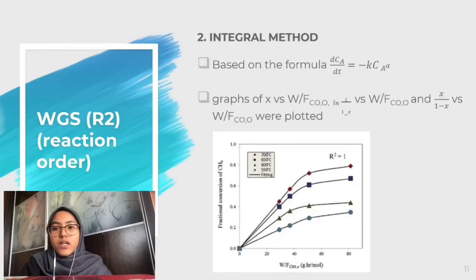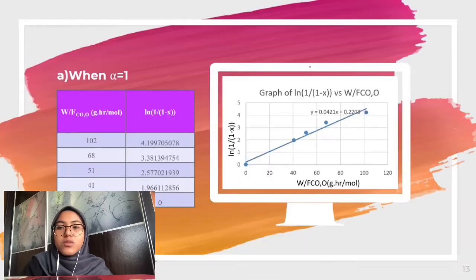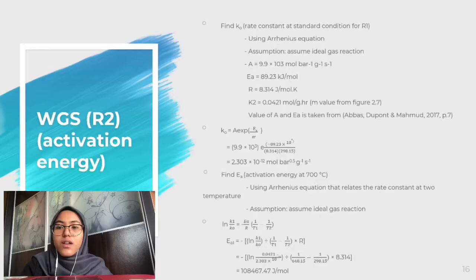For WGS, we didn't find any article that mentions the reaction order, so we are going to prove it only by using the integral method. The same steps are used. We plot for alpha equal to 0, alpha equal to 1 and alpha equal to 2. The most linear graph that we get is alpha equal to 1. You can see it in our final report. For activation energy, the calculation is the same as for SMR.